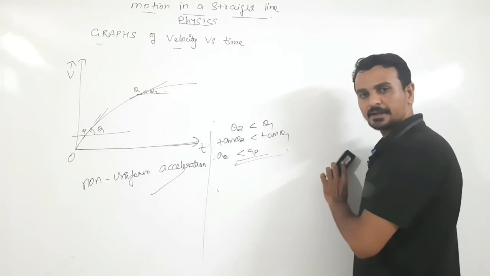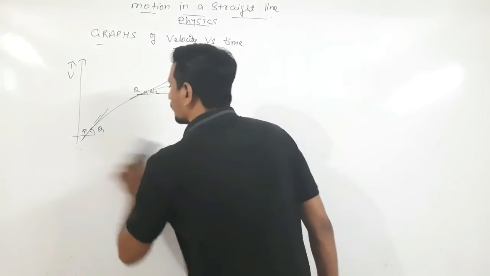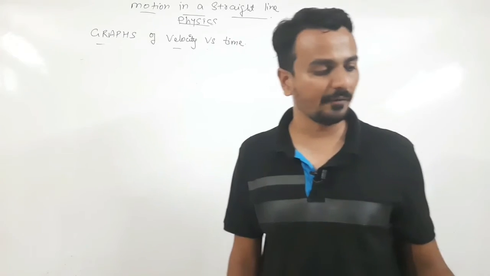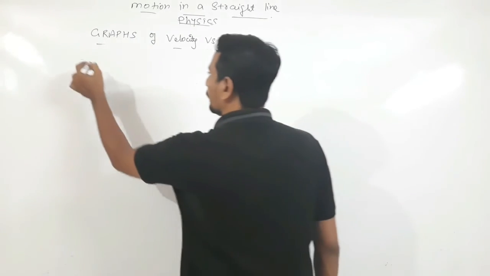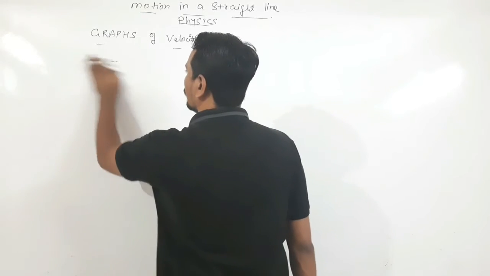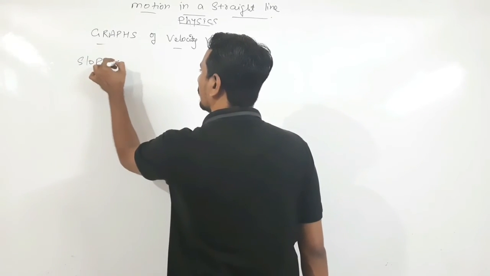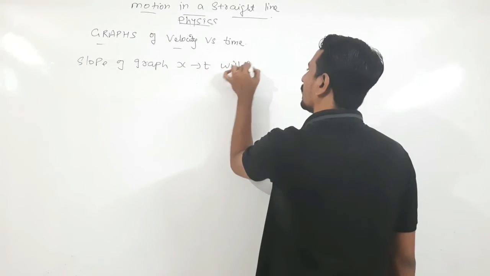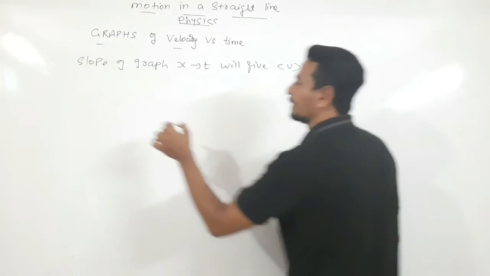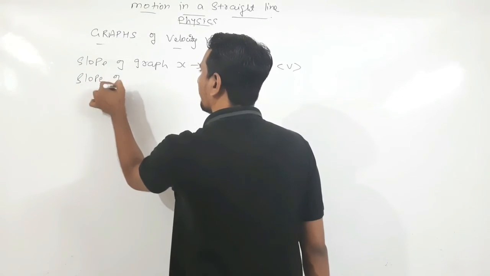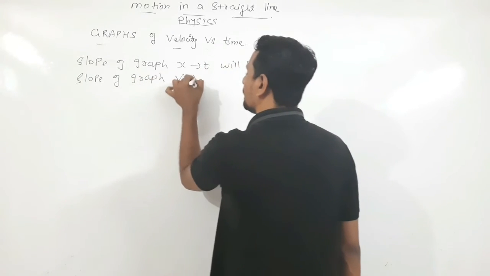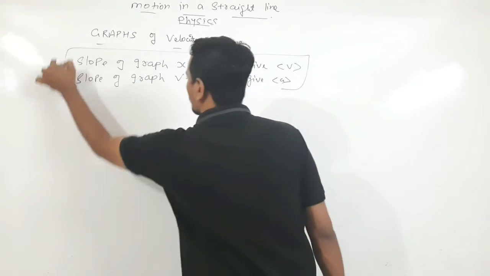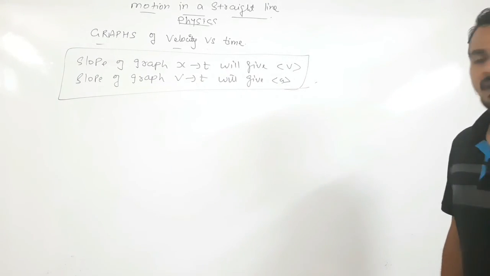Now, is it clear? One thing is very sure, that the slope of graph v by t will give the value of average acceleration, right? So you don't get confused. The slope of graph x by t will give average velocity. Similarly, slope of graph v by t will give average acceleration. Clear?